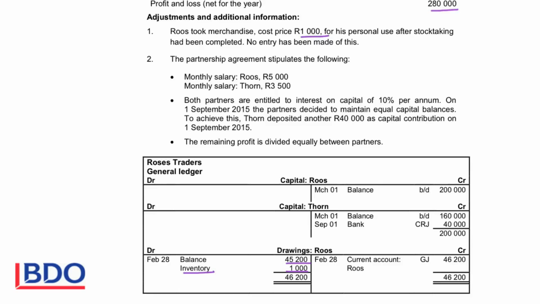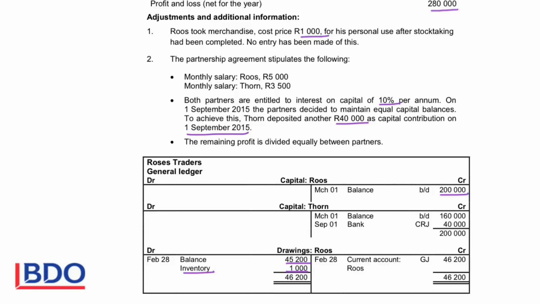Both partners are entitled to an interest of 10% per annum on their capital. On 1 September, the partners decided to maintain an equal capital balance, and to achieve this, Thorn deposited another 40,000 as capital contribution on the 1st of September 2015. So if we look at the capital account of Rose, he had 200,000 for the whole year, so he will get 10% on 200,000. That will give him 20,000 rand.